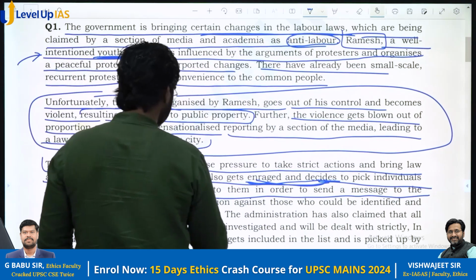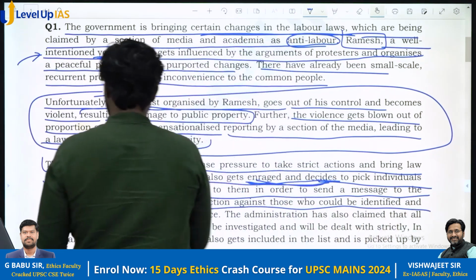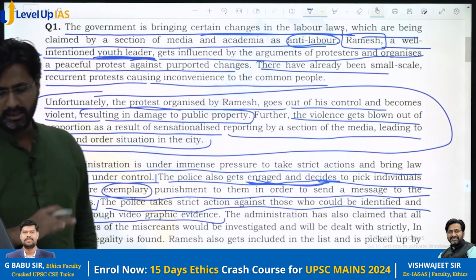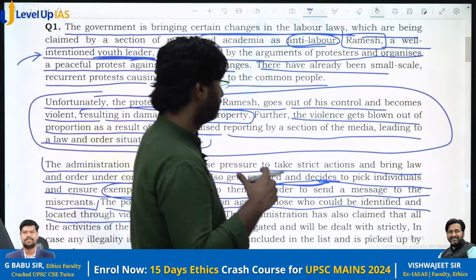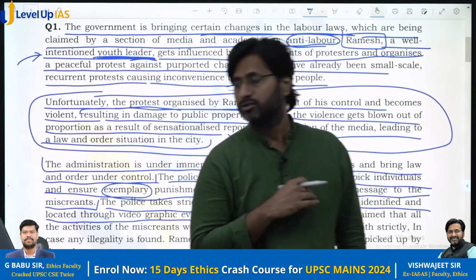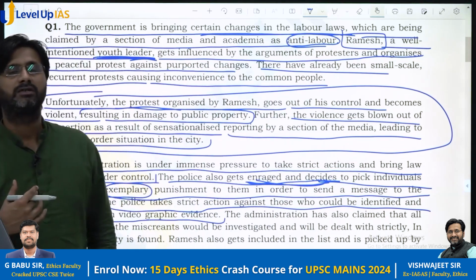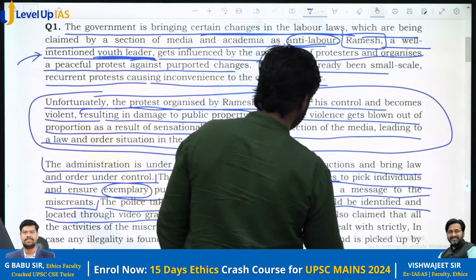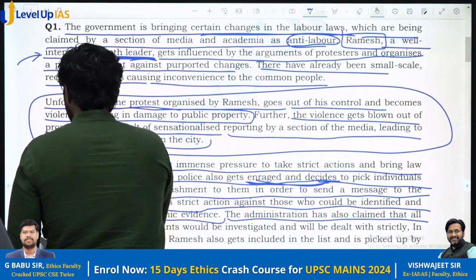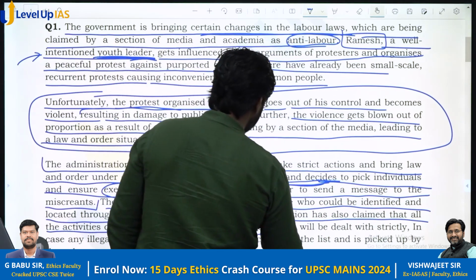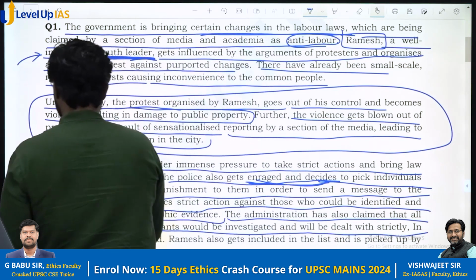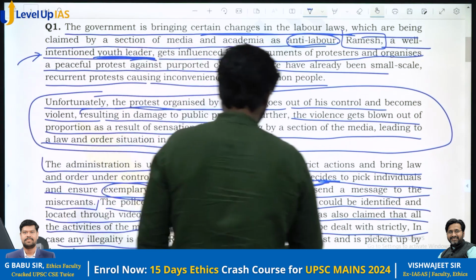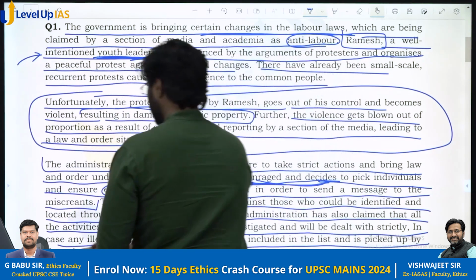Okay. Now the police takes strict action against those who could be identified and located through videographic evidence. So whatever evidence, everything, that is all correct, but it is not the police which has been given an authority to punish anybody, but they are taking those things in their hand. Now the administration has also claimed that all the activities of the miscreants would be investigated and will be dealt with strictly. In case any illegality is found, Ramesh also gets included in the list and picked up by the police.